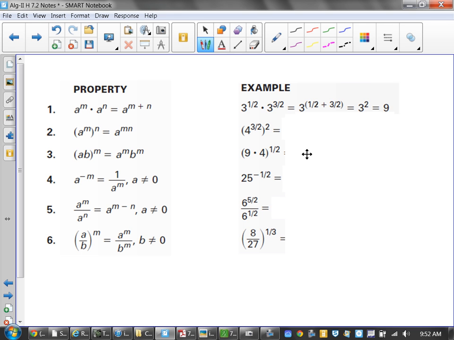Okay. When you have power to power, remember you're multiplying them together. Power to power, if you have 4 to the 3/2 all squared, you take 3/2 times 2 and you get 6 over 2, which is 3. It's the same thing. So you wind up with 4 cubed, and 4 cubed is 64. See how that's working the same exact way as it was in the past. The only thing that's different is that you have fractions.